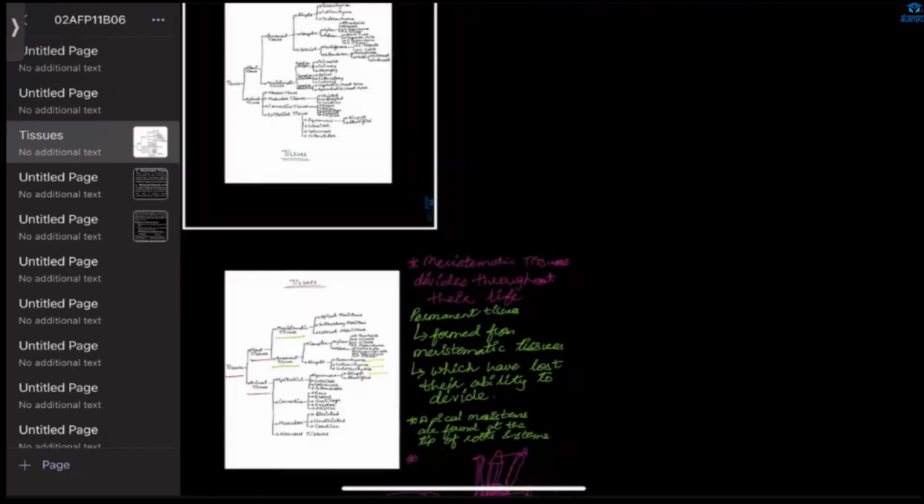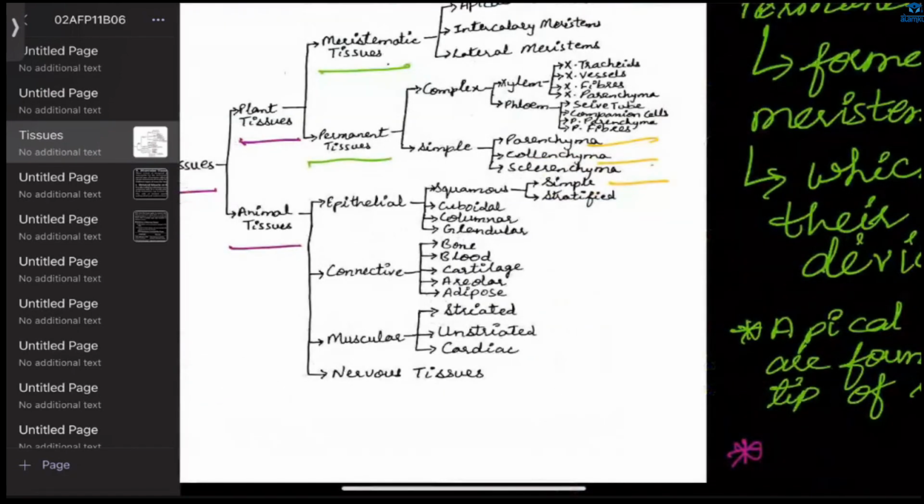Now I'm going to elaborate just this one, because I think time is already up. So, animal tissue consists of what? Epithelial tissue, connective tissue, muscular tissue, and nervous tissue. Epithelial tissue is further divided. Epithelial tissue is what, Advika? Can you tell me what is epithelial tissue?